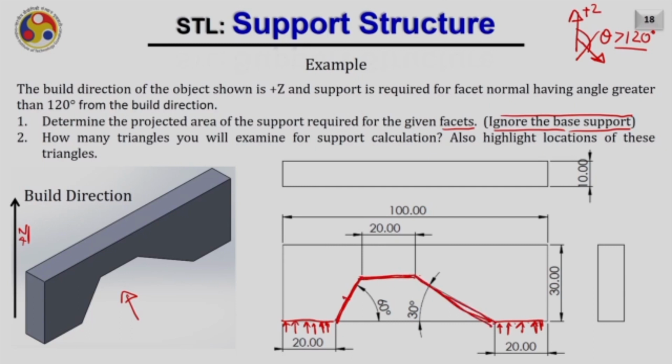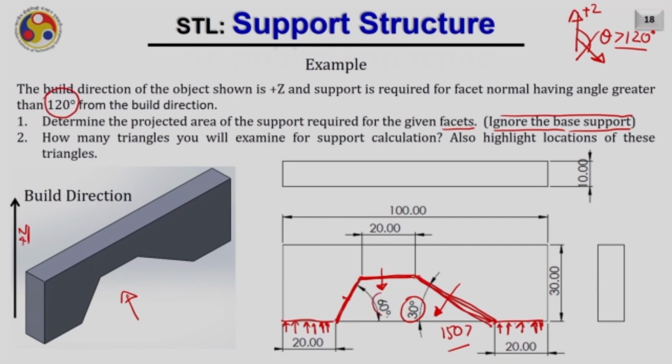Of course, this is the horizontal one and this is the downward facet normal. This will require the support mechanism. While let us look at this slant edge, it is making an angle of 30 degree. That means the facet normals for this will have a 150 degree angle from the vertical, which is of course greater than the threshold given, that is 120 degree.